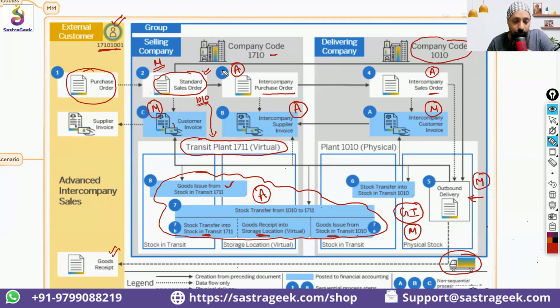And a lot of things would be there in automation. So in the legends, when you see this solid line, it means the things have been created from the preceding documents. From this outbound delivery itself, all these transactions would be getting created. And you see the dotted line. A dotted line means it just has a reference to the data flow. And this dotted line shows the physical delivery. Although in the system it is going from one plant to another plant, the physical delivery is happening directly to the external customer. Okay, that is your advanced intercompany sales process.